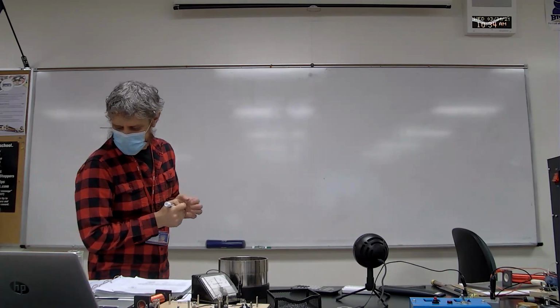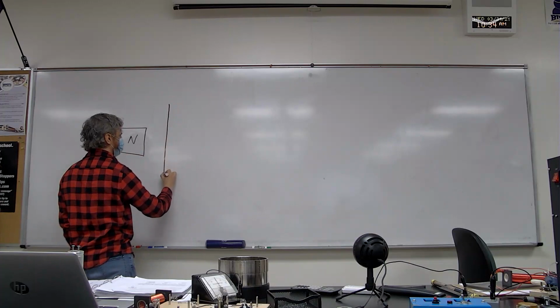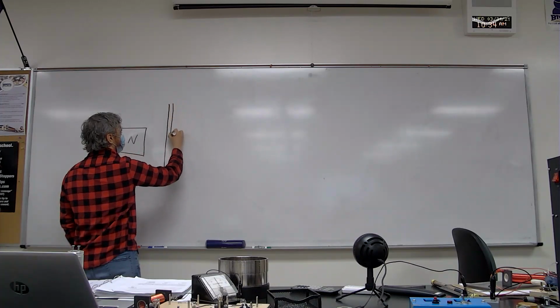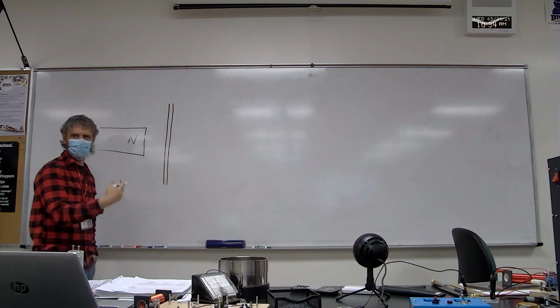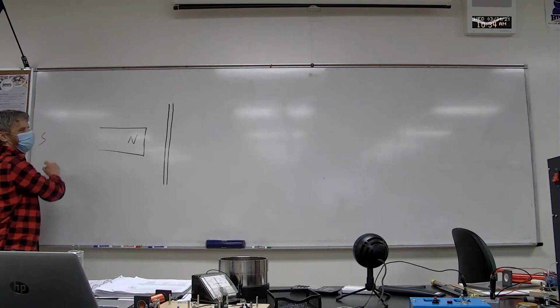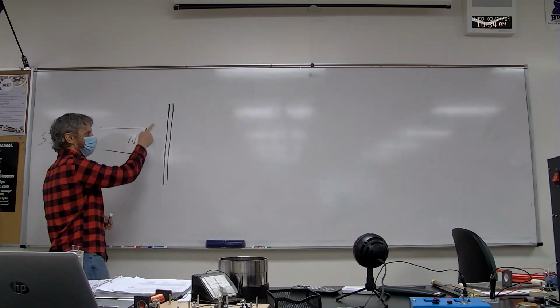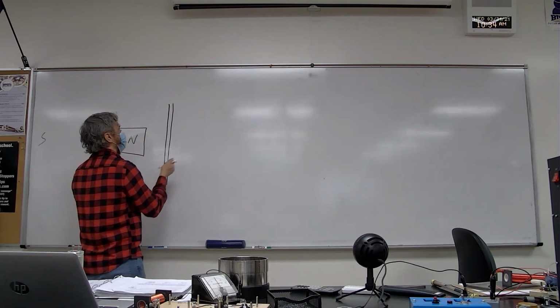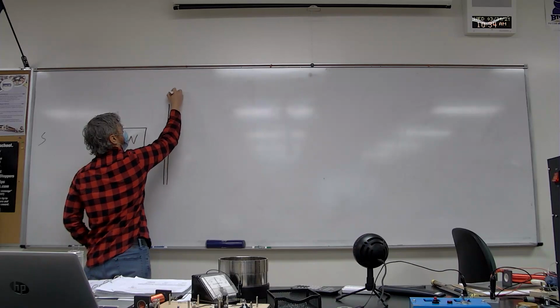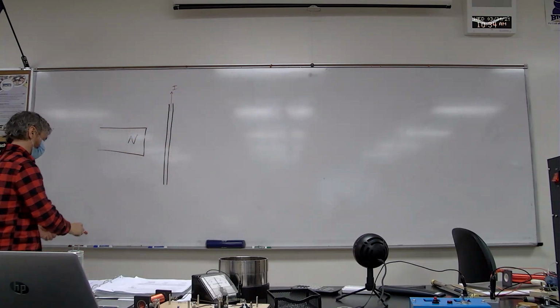So let's try to make sense of what we just talked about. Let's say I got a magnet. Wait, that's a monopole. Now they exist. Yes, I just defined them into existence. So we got the north pole of a magnet, and we got a wire, and we're going to run that wire up. So the current's going to be going up.